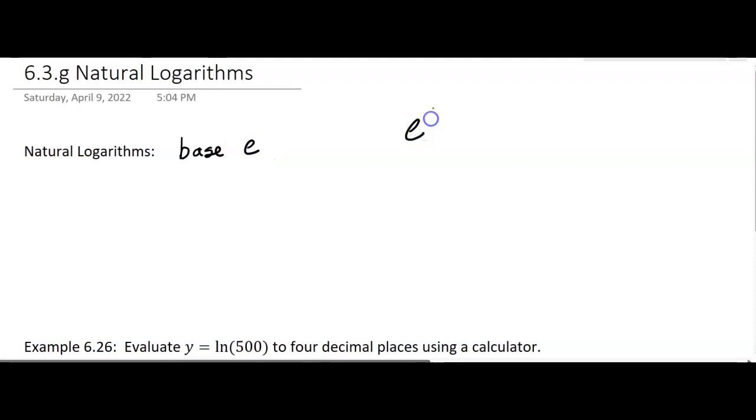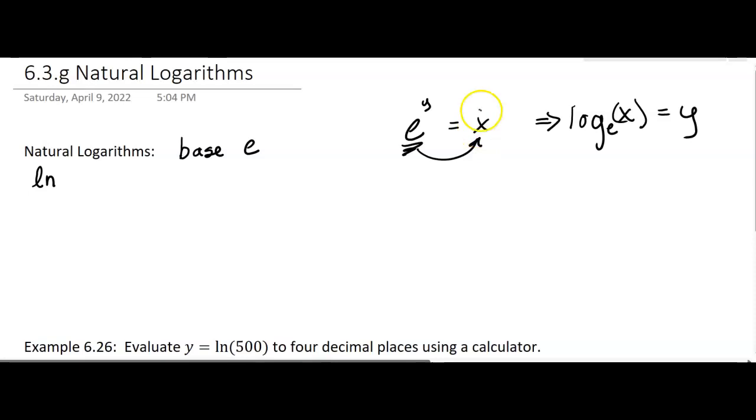So if you had e to the y power equals x, you would write that as, now a natural log is ln, like that. So it'd be ln, meaning log base e. Let me write that, log base e. We'll talk about the ln in a minute. So you could write log base e of x equals y. So here's the base, go across, get the argument, equals the exponent. But we don't write log base e, we use ln.